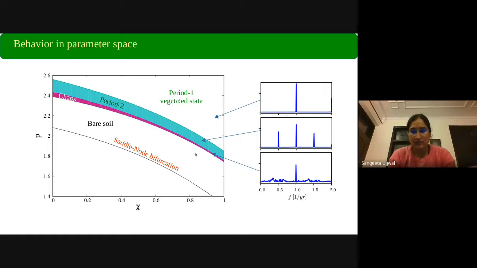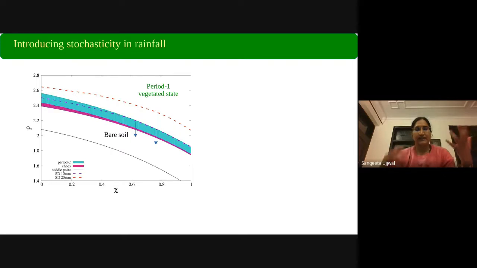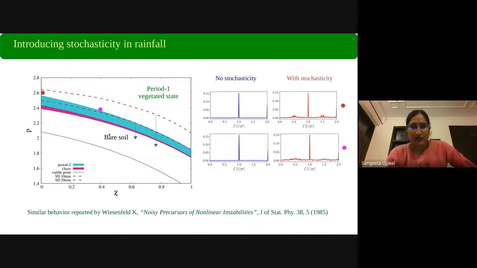And also, to test the stability of this phenomenon, how resilient this phenomenon is, we also introduce stochasticity in rainfall. So if we consider stochastic rainfall, then because of this stochasticity, the collapse point shifts to a lower value of P, and just before collapse. So suppose we take a point over here and here, we have a signature of period 2. Without stochasticity, there is just period 1 at these two points.